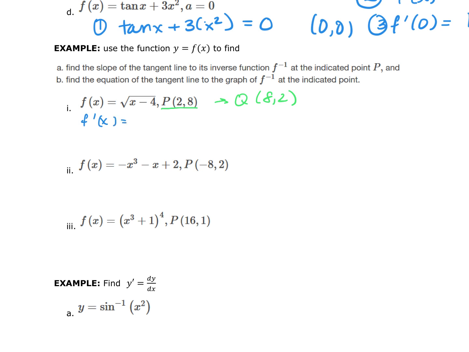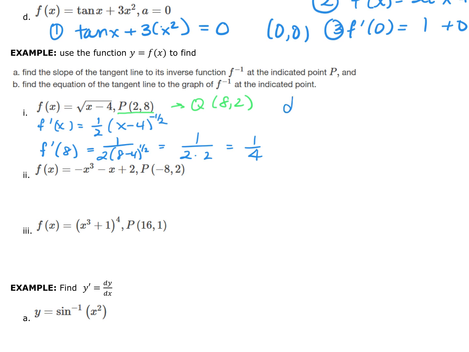F prime of x is going to be 1/2 x minus 4 raised to the negative 1/2. Then I'm going to evaluate f prime at 8, because that is the input of my original function. That is 1/2 times 8 minus 4 raised to the 1/2. In other words, 1/2 times the square root of 4, which is 2. So this equals 1/4.